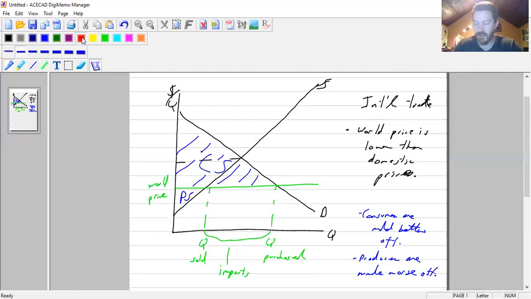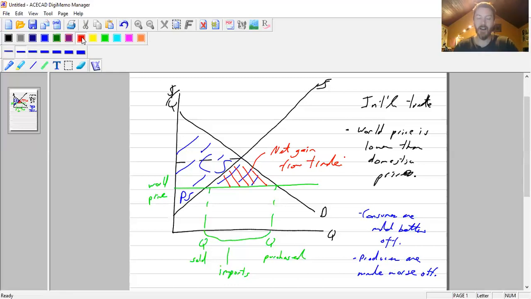Again, you can look at how the consumer surplus has changed. You can look at how the producer surplus has changed. The difference is this area right here. This double crosshatch triangle is the net gain. That double crosshatched area is the net gain from trade.